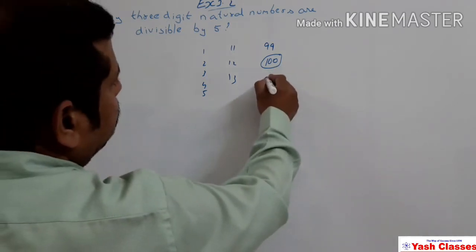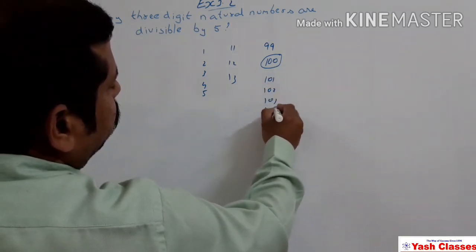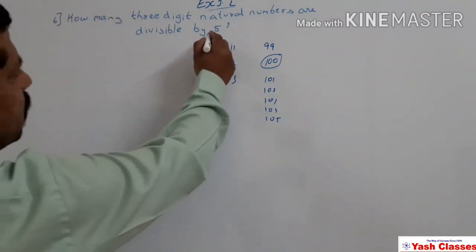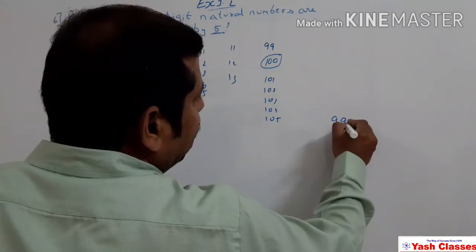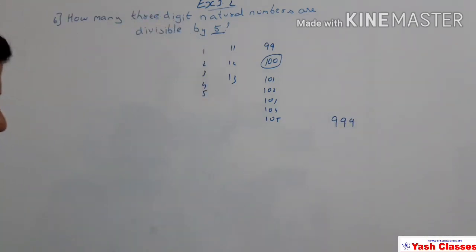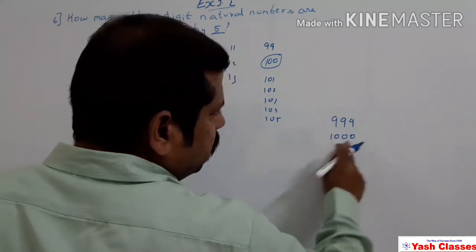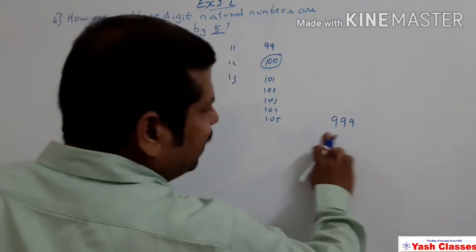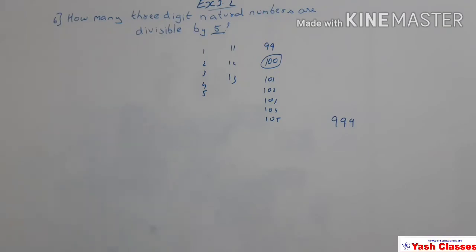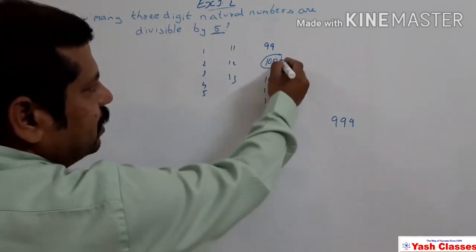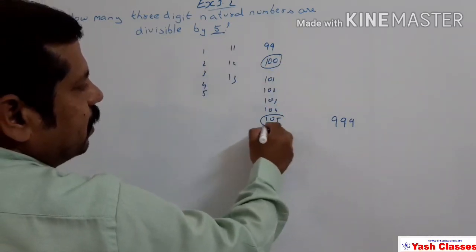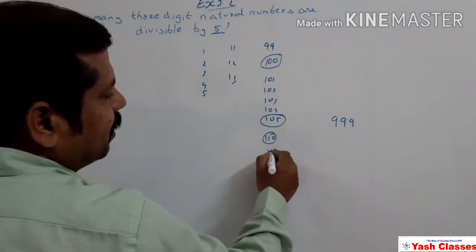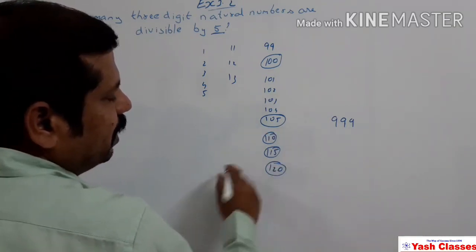Now 100, 101, 102, 103, 4 and 5. What they are telling is, from 5, how many 3-digit numbers can be divisible till 999. Till 999 is 3-digit number, because 1000 is 4-digit number. So we have to find till 999. So 100, it's 5. 5 means it's going 0, 5. It's going on for 5 tables. 100, 105, 110, 115, 120, like this.